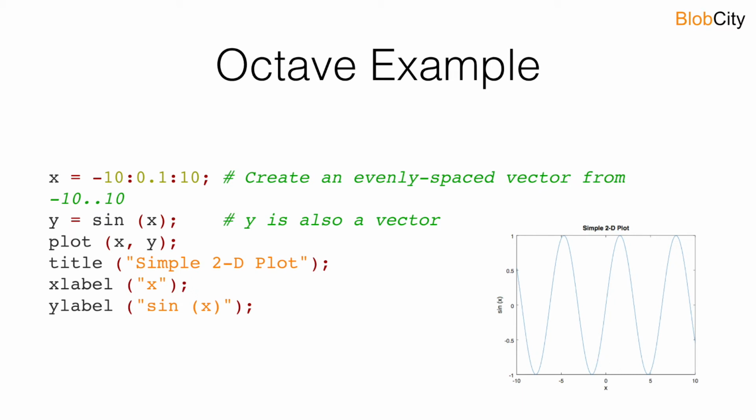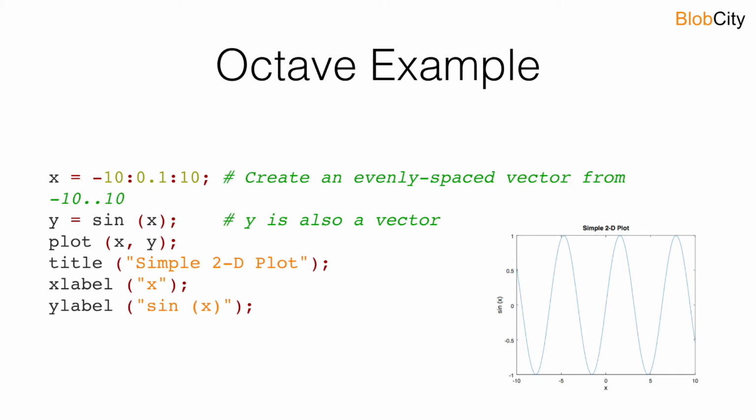Here is another example of Octave where, using a simple program, we are plotting a two-dimensional graph. The first line creates an evenly spaced vector corresponding to the x-axis. The second line creates another vector y, which is the sine function applied on the values of x. The size of y will be the same as the size of vector x.